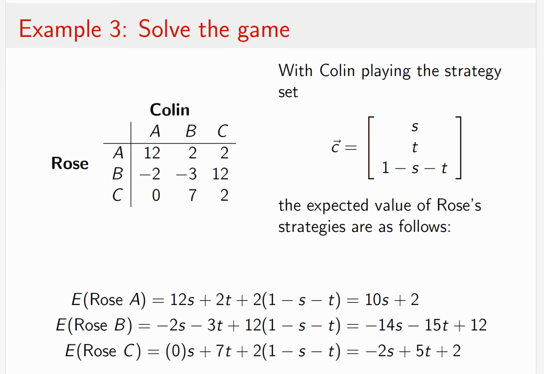So the first thing we're doing now, we're switching up our order, expected value of rows A. So I have 12s plus 2t plus 2 times 1 minus s minus t, which simplifies to 10s plus 2. Then we have negative 2s plus negative 3t plus 12 times 1 minus s minus t. So I end up with, when I do the subtractions, negative 14s minus 14 minus 15t plus 12, and negative 2s plus 5t equals 2.